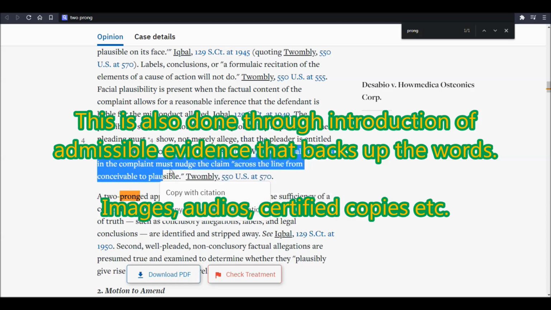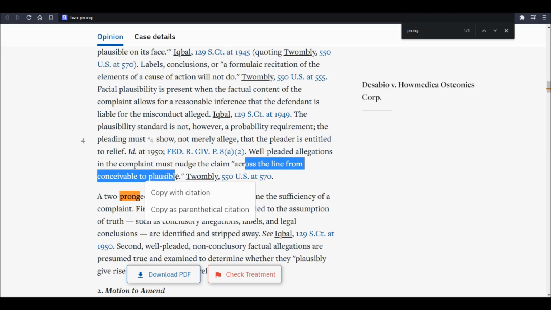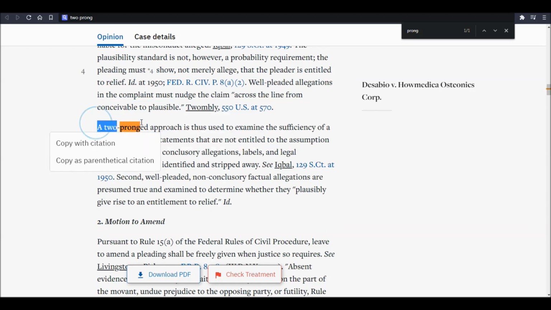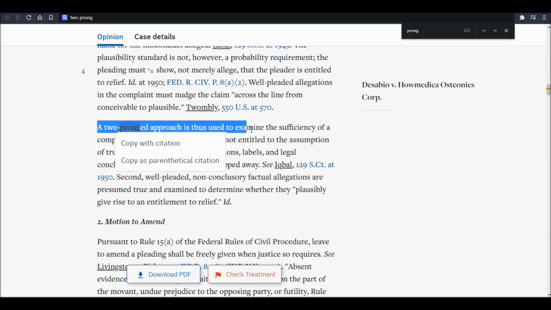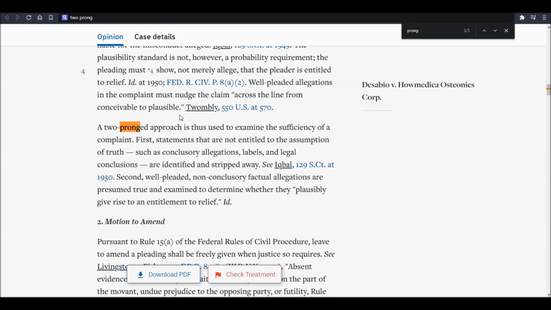Well-pleaded allegations in the complaint must nudge the claim across the line from conceivable to plausible. A two-pronged approach is thus used to examine the sufficiency of a complaint, meaning now there are two parts they use to determine whether the complaint is sufficient. This is what is in the eyes of the acting judge anytime they look at a complaint. This two-pronged approach is what is in the eyes of any law clerk who works under any acting judge when they look at any complaint.